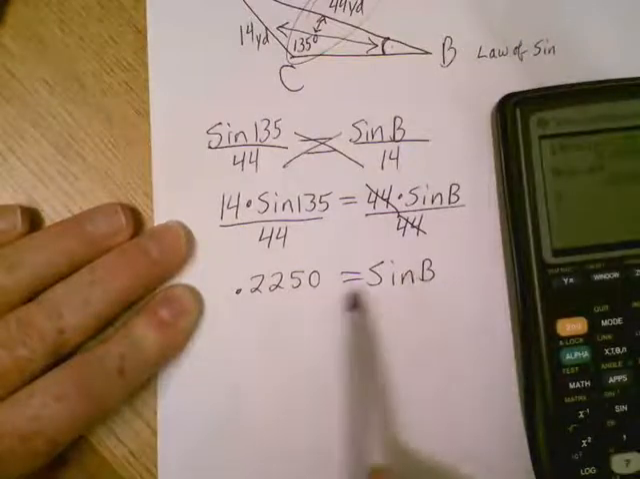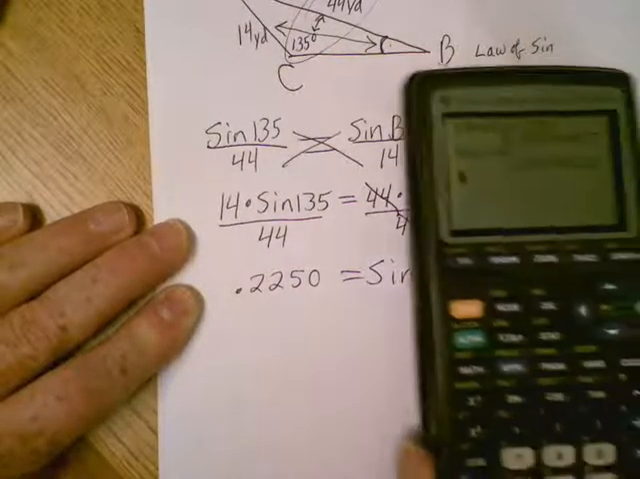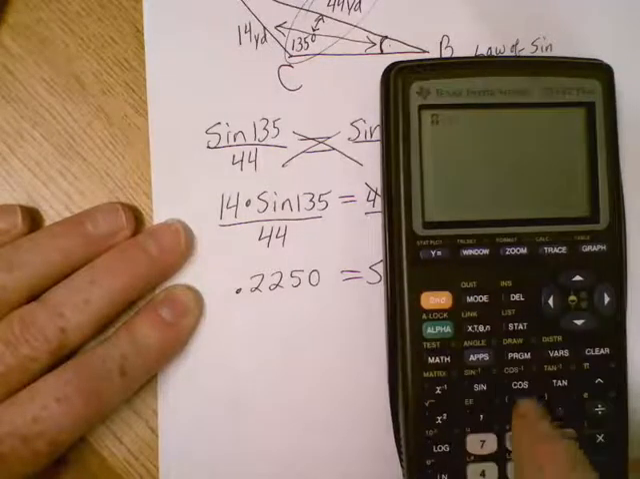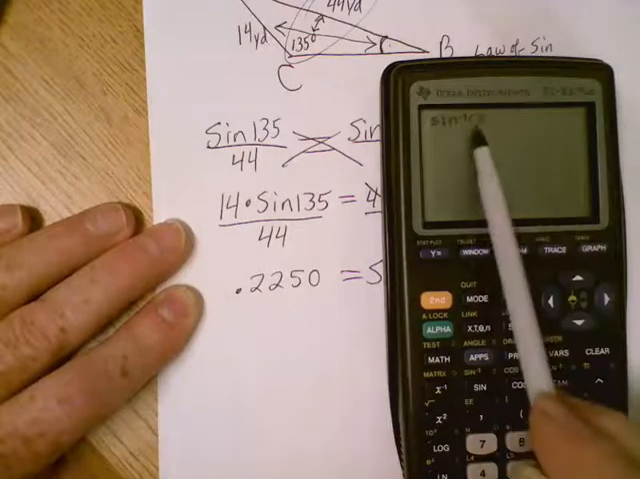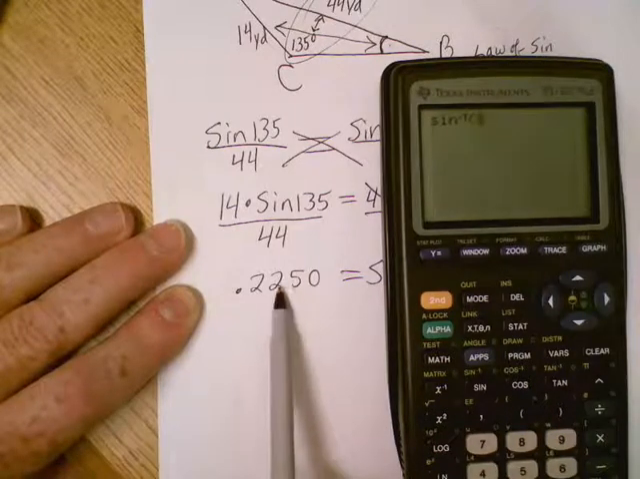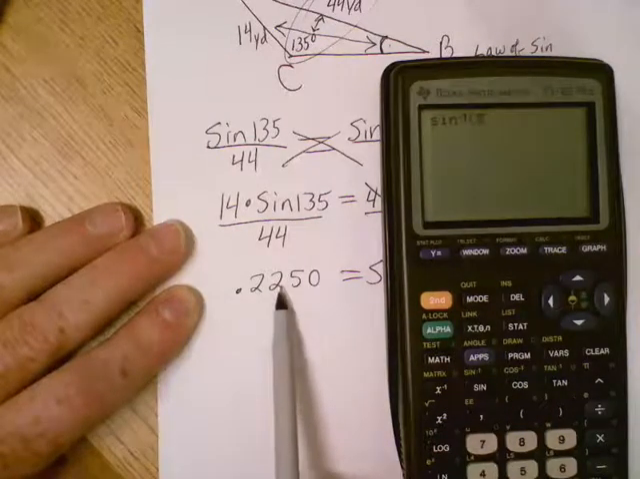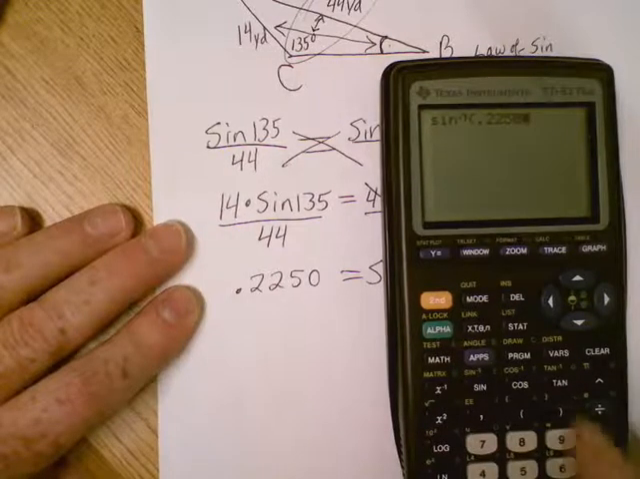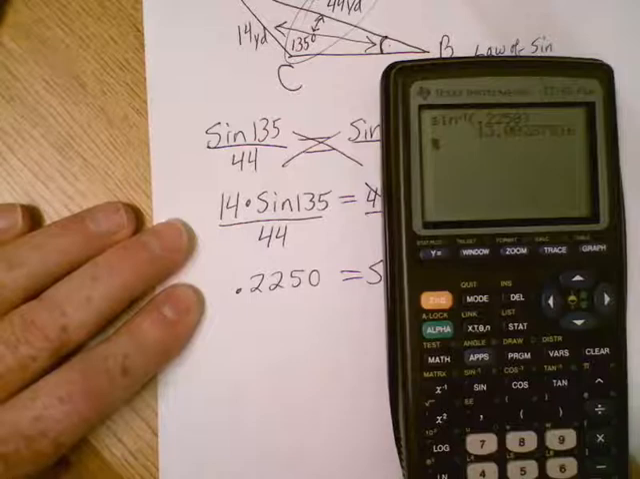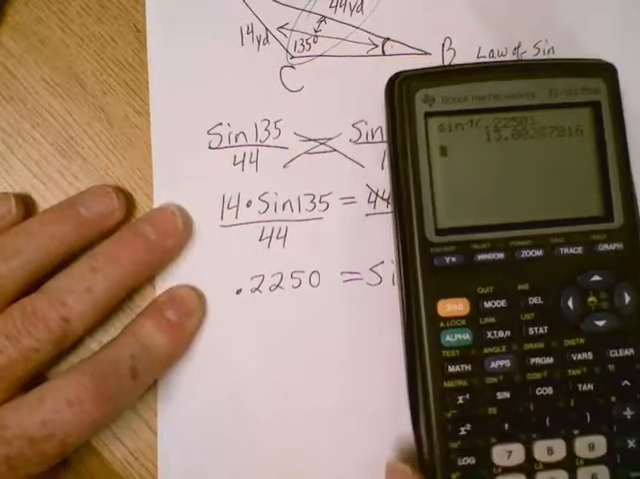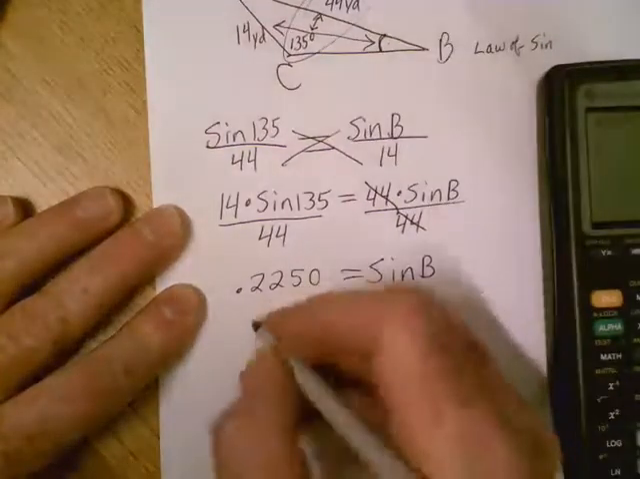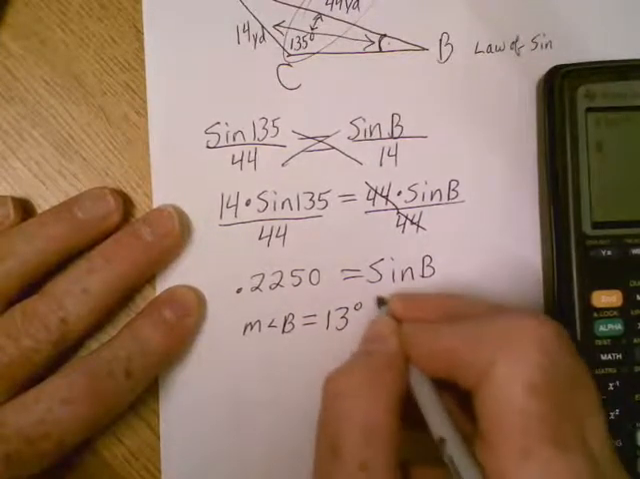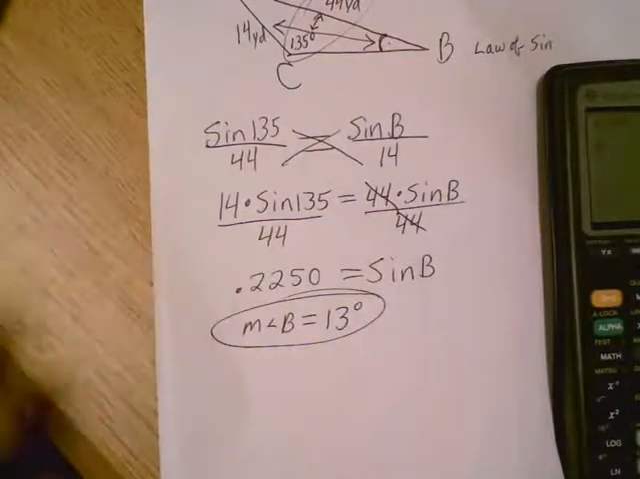So now we know the sine of angle B is that, and all you're going to do on your calculator is hit clear, then second, sine, which pulls up sine inverse, telling the calculator, hey, we're looking for the angle. So we know the sine, we're looking for the angle, which now we punch in 0.2250, and the calculator is going to tell us an angle, 13.00. So the measure of angle B, rounded to the nearest degree, is about 13 degrees. So that's answer number one.